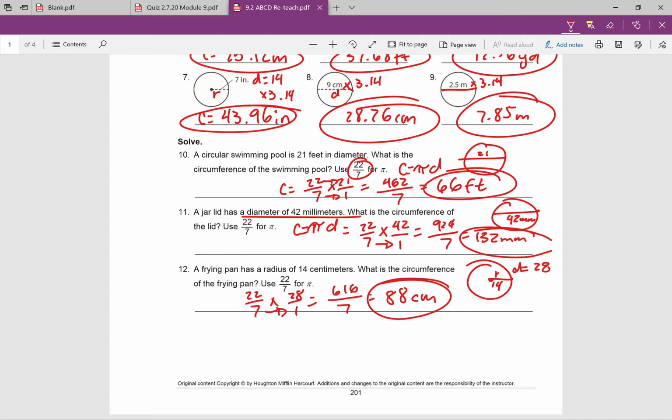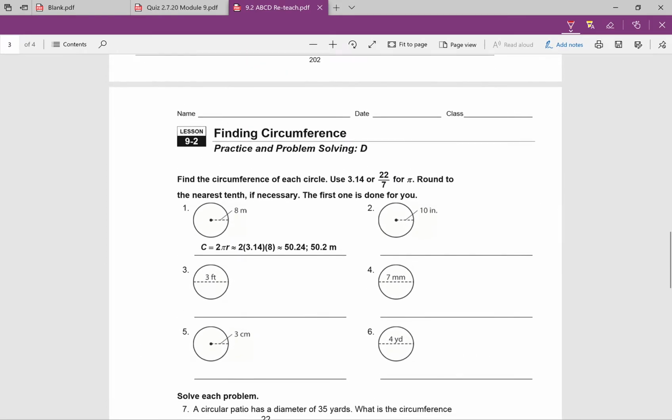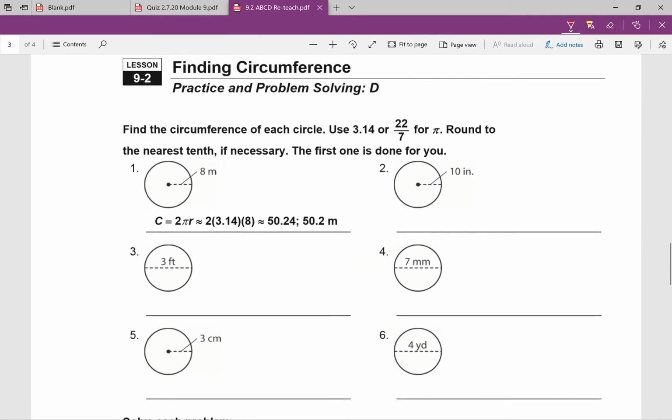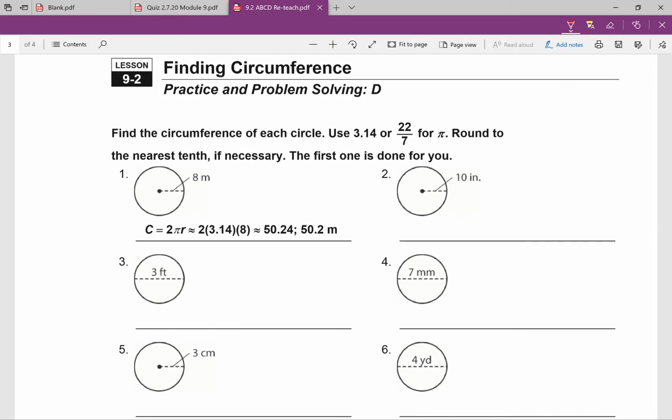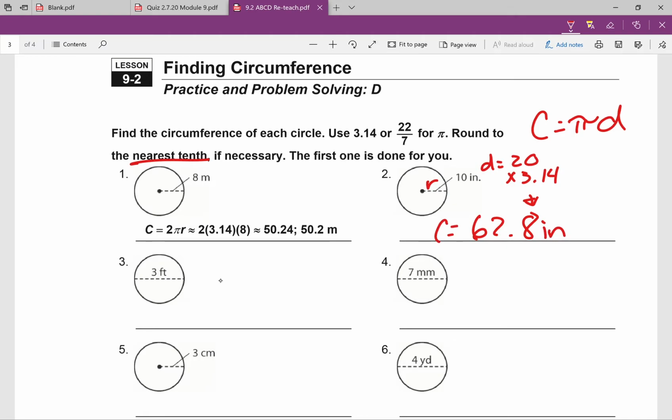Now, to make one video, we're going to go to side D, which is right here. We're going to do exactly the same thing as the other one. We're going to find the circumference, C equals pi D. In this one, I have the radius, so my diameter is 20 times 3.14. When I multiply those two, I get 62.8. Round to the nearest tenth. This is the tenths place. I don't need to do anything else. These are inches. That's the circumference.